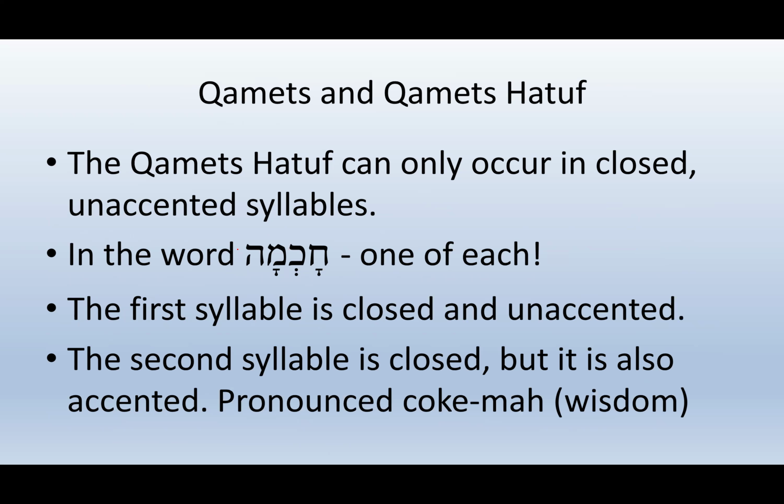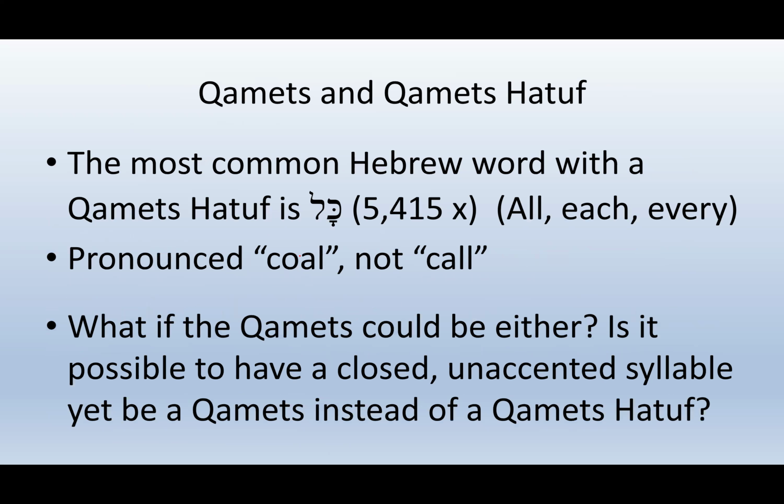Now we look at chokhmah. Chokhmah has one of each. Because in chokhmah, the accented syllable is the last one. So this is a closed, unaccented syllable, chok, and so it's an O, chokhmah, wisdom.